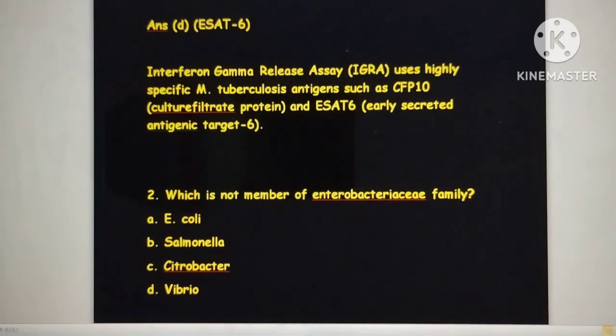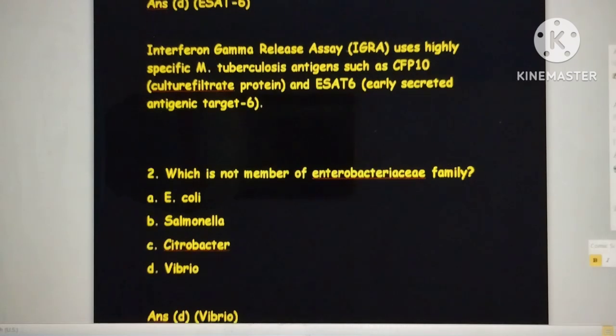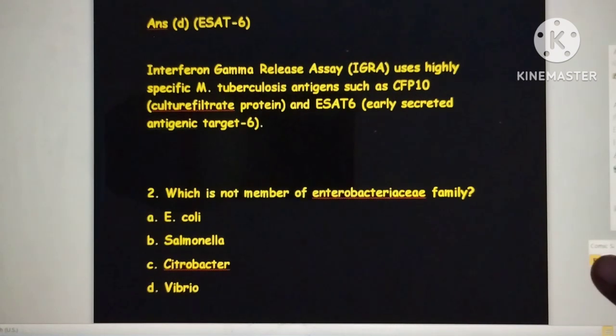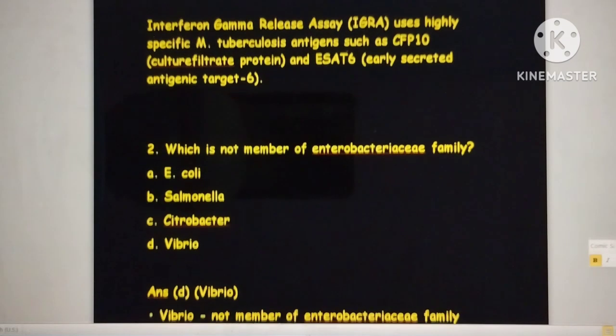Which is not a member of the Enterobacteriaceae family: E. coli, Salmonella, Citrobacter, or Vibrio? You can close your answer, it is Vibrio. E. coli, Salmonella, Citrobacter, Klebsiella, Shigella all belong to the Enterobacteriaceae, but Vibrio does not.